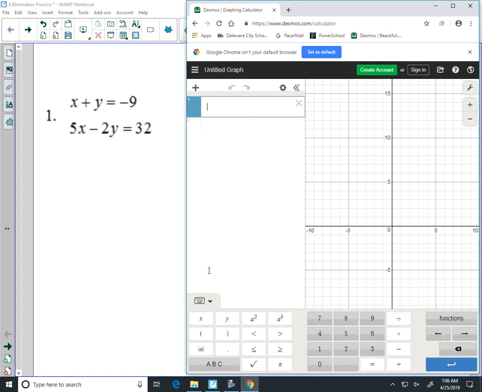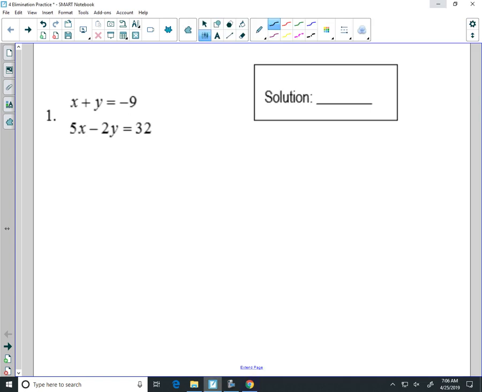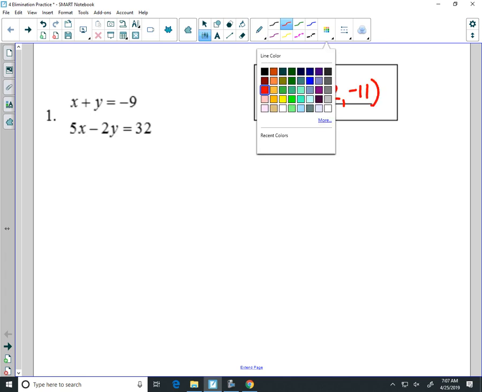So again, I'm going to put in my equations to start so I can check my math as I go. I'm just going to be really careful always about how I'm entering my equations into Desmos, double check those negatives. And it looks like my solution is going to be 2, negative 11. So now that I know that's where I'm going, we will do the algebra to support it.